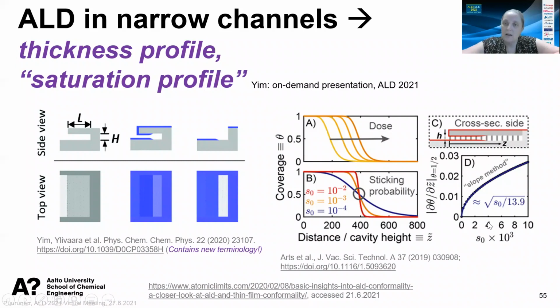Arts et al. have developed what is called the slope method, where from just measuring the slope with a simple formula, you can calculate the sticking coefficient, provided that the growth is in the Knudsen flow regime, meaning that there are no gas phase collisions, but the molecules collide basically only on the walls.